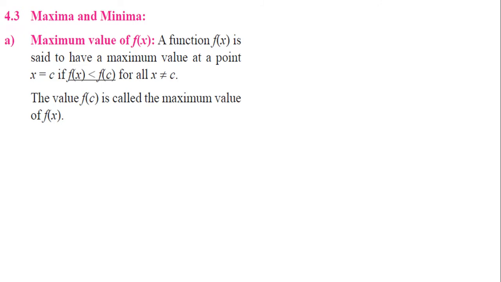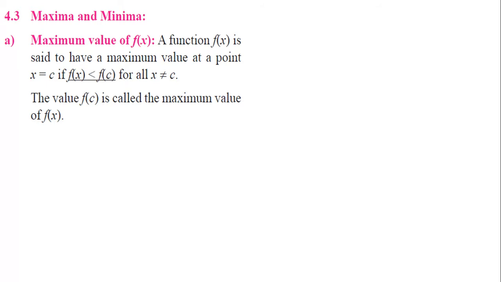Now see, maxima and minima mean the maximum value and minimum value of the function. So let us see the definition of the maximum value of f(x). A function f(x) is said to have a maximum value at a point x = c if f(x) is less than f(c) for all x not equal to c. It means you will get one point at which the function attains a maximum value.